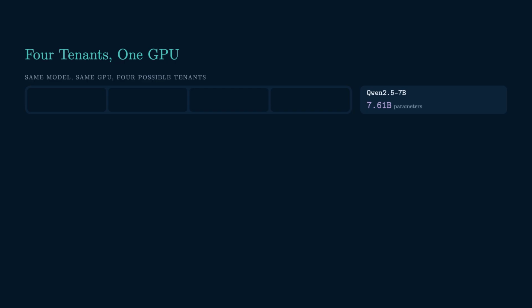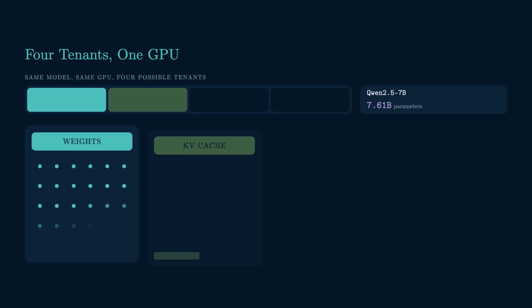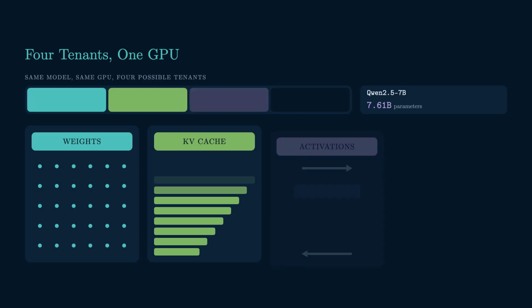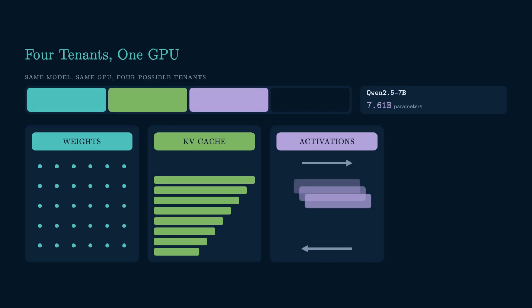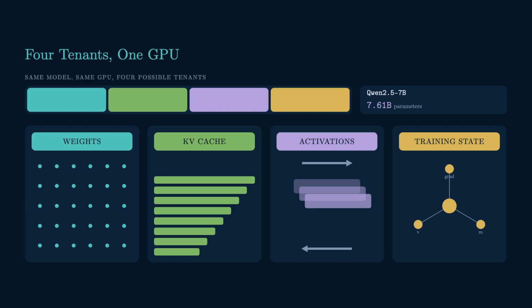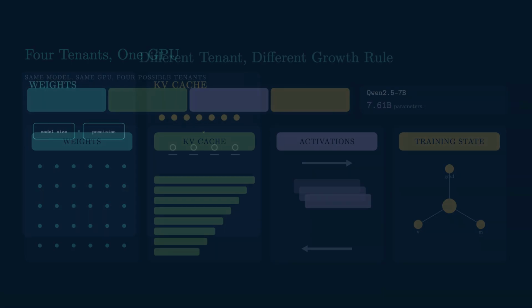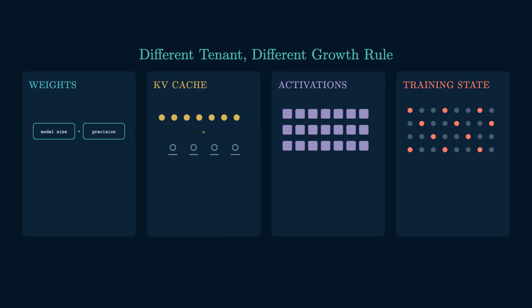The four things competing for memory are the weights themselves, the KV cache holding conversation history, the activations kept alive for the backward pass, and the training state: gradients, optimizer, master weights. What makes these four genuinely different suspects is that they don't grow for the same reason. Weights track model size and precision. KV cache grows with tokens and active conversations. Activations follow the shape of your workload, and full training state scales with how many parameters are actually trainable.